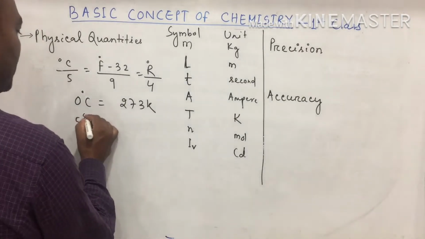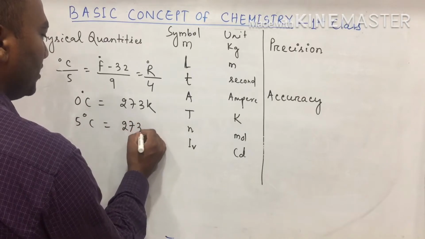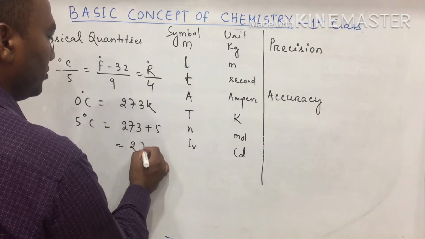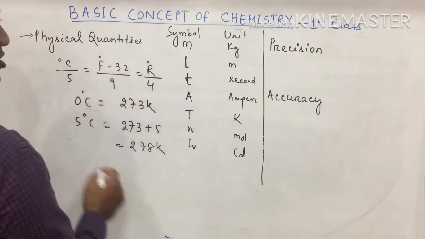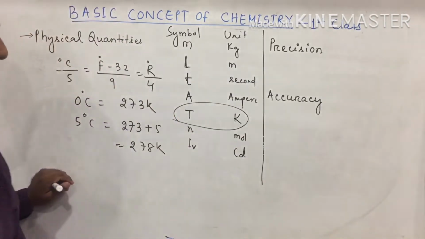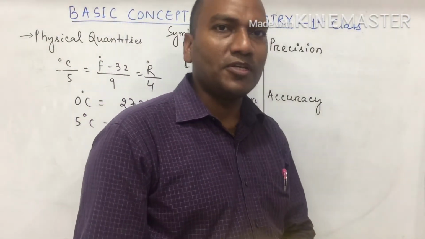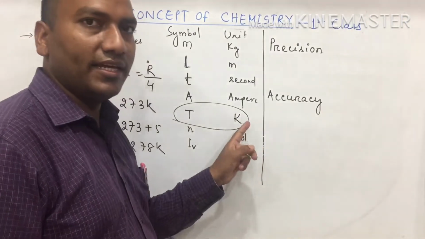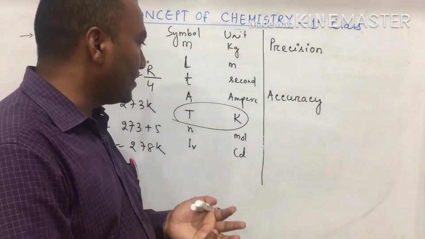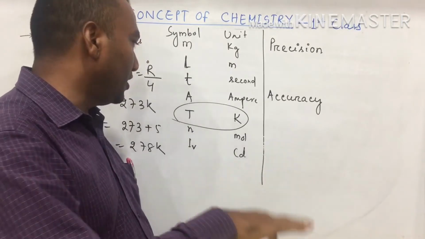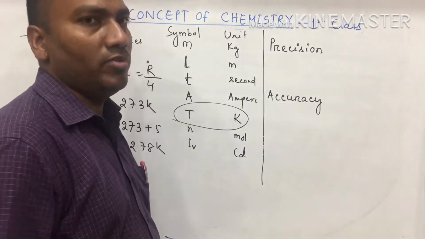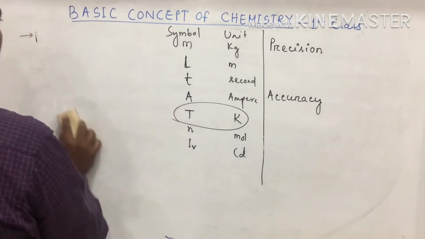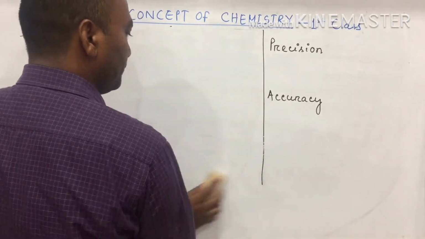Suppose 5 degree Celsius. What will be the value? 273 into 5 or plus 5? Plus 5. So 273 plus 5 equals 278 Kelvin. You remember this part. This is for temperature. Some books also call this thermodynamic temperature. That's why in chemistry our temperature is always in the Kelvin scale. If Celsius or Fahrenheit is given in the question, we always convert into the Kelvin scale, then we solve the numericals. So this is the first physical quantity, its symbol and SI unit.